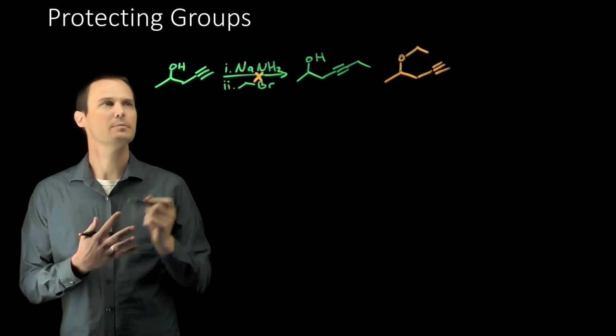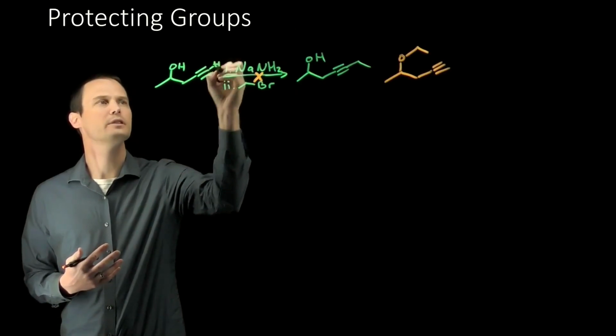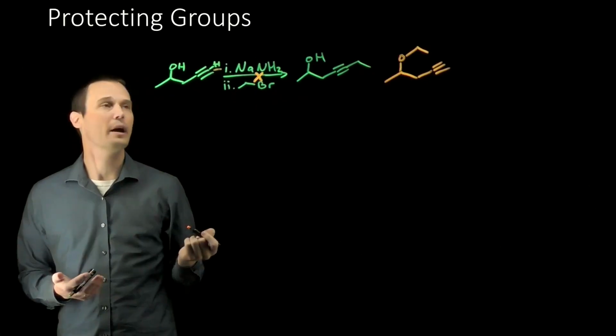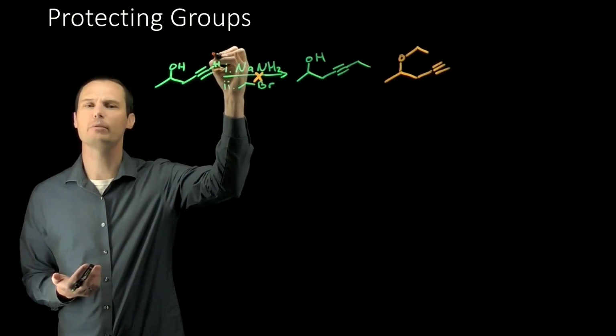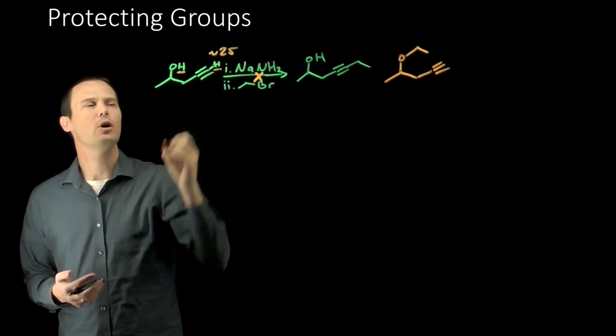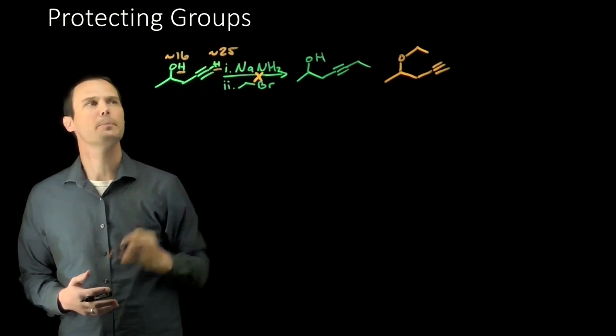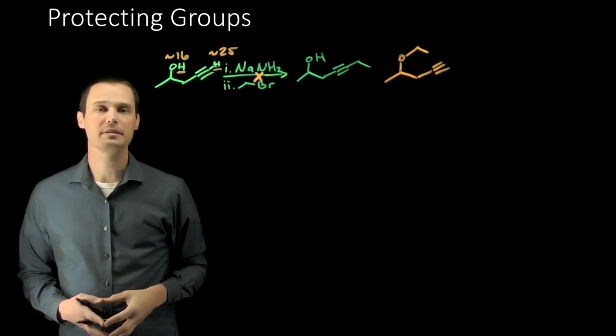The problem is that this molecule has two different acidic hydrogens. We have the alkyne acidic hydrogen, that's the one we were trying to remove with our base. That has a pKa of about 25 or so. But the alcohol hydrogen is also itself acidic, and it has a pKa of around 16 or so. Of these two, the alcohol is by far the more acidic proton.